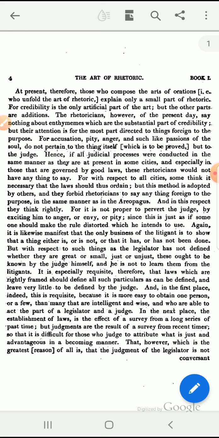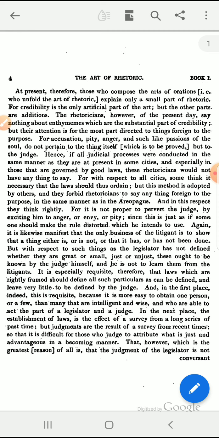Aristotle writes, "But with respect to such things as the legislator has not defined, whether they are great or small, just or unjust, these ought to be known by the judge himself. And he is not to learn them from the litigants," that is, those speaking in the court. "It is especially requisite, therefore, that laws which are rightly framed should define all such particulars as can be defined, and leave very little to be defined by the judge."